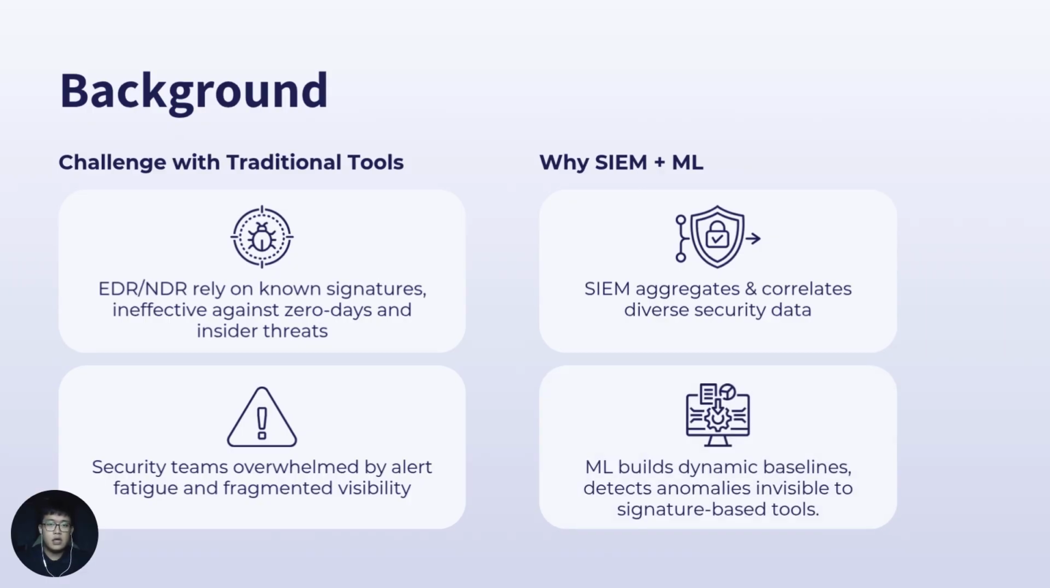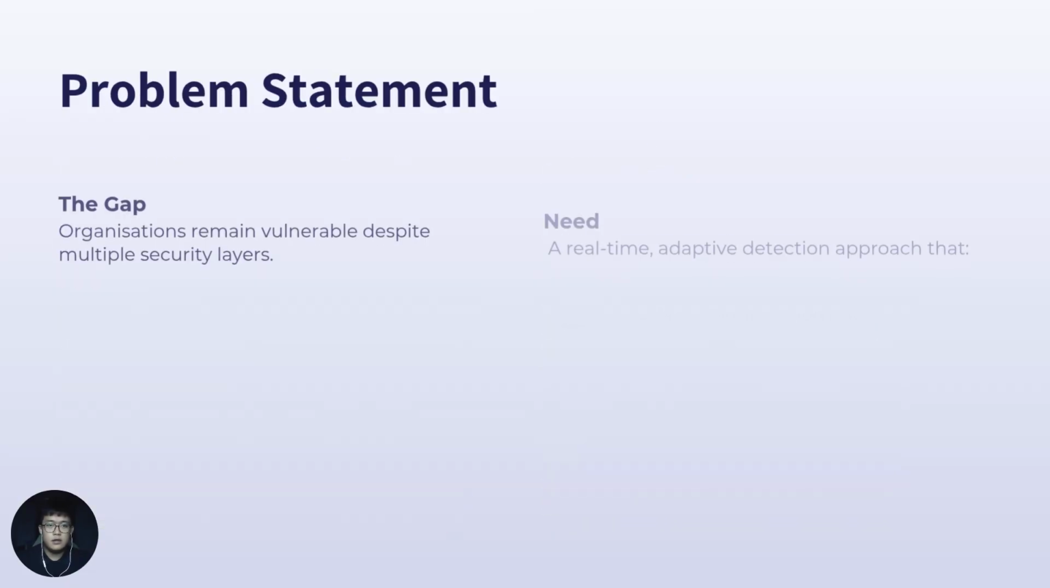Traditional tools like EDR and NDR rely heavily on known signatures. They struggle with zero-day attacks, insider threats, and subtle behavioral anomalies. Security teams are also overwhelmed by alert fatigue and fragmented visibility. This is where Splunk SIEM with ML comes in, aggregating diverse data and using dynamic baselines to detect unseen anomalies.